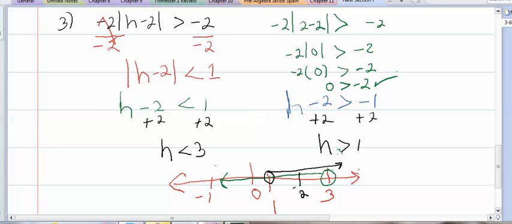That is the solution. Is 1 a solution? No. Is 3 a solution? No. So the only real solution is all those numbers in between. You could even use fractions and decimals. They would make that absolute value inequality true.